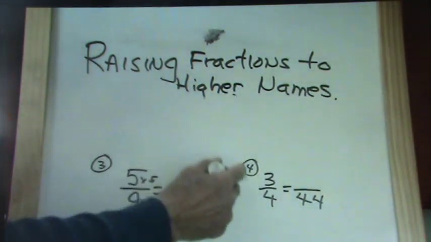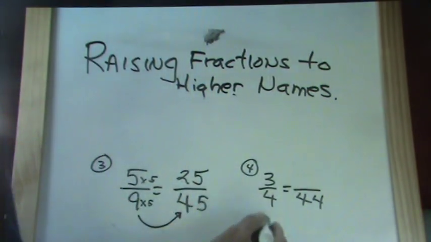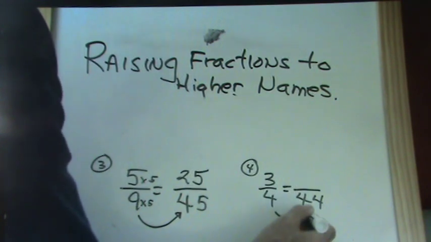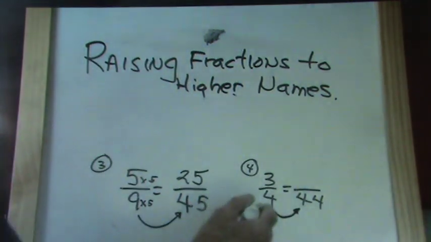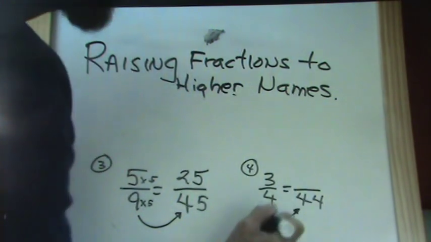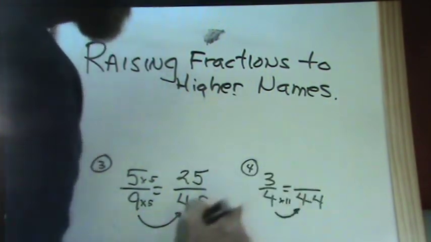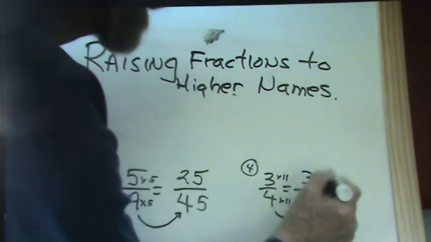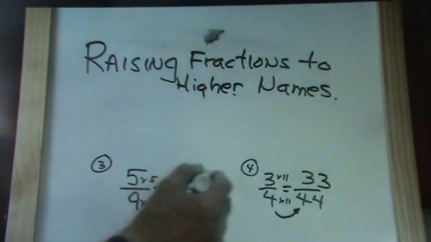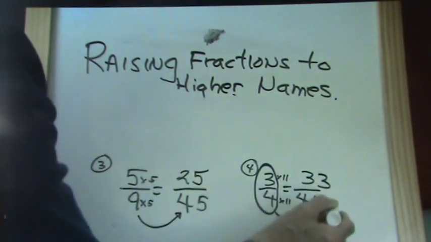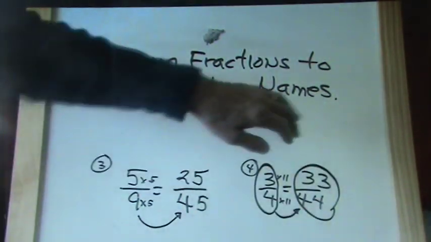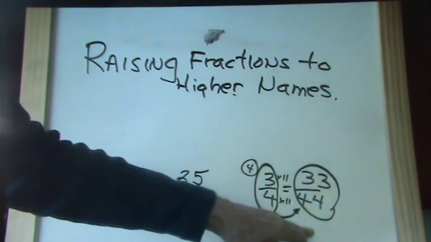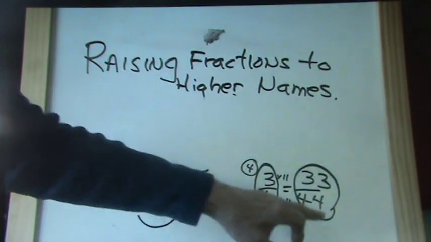And the last one, 3/4. I want to raise it to a higher name, and its denominator is 44. Well, 4 times what number gives me 44? Well, 4 times 11 gives me 44, so then 3 times 11 gives me 33. So I have an equivalent fraction, 3/4 and 33 44ths. They're the exact same amount, but this is in a higher name.